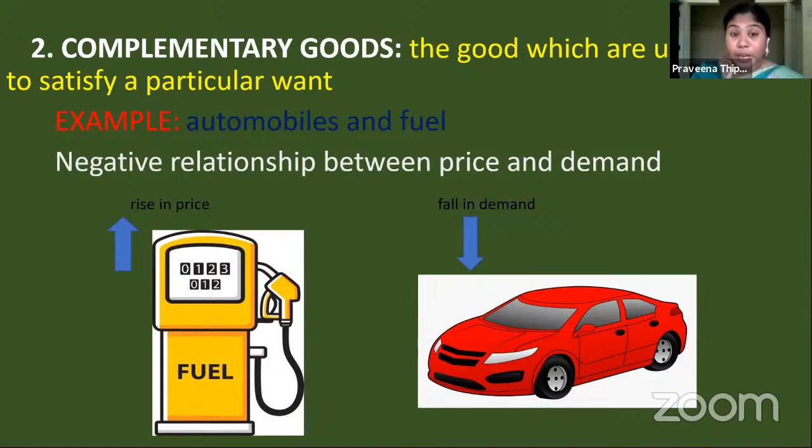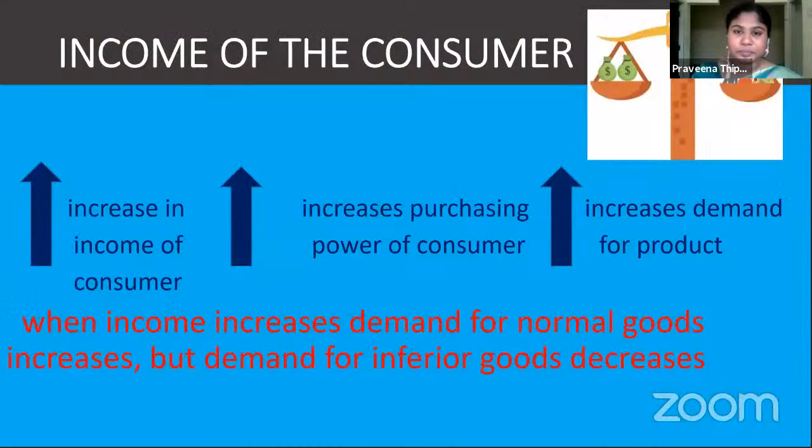See, when the price of fuel increases, what happens? There will be a fall in the demand for automobiles. And when there is a fall in the price of fuel, either petrol or diesel, then what happens? More people wish to use these automobiles. So there is an inverse relationship between the price and demand of complementary goods. So this is also one of the important determining factors deciding the demand.